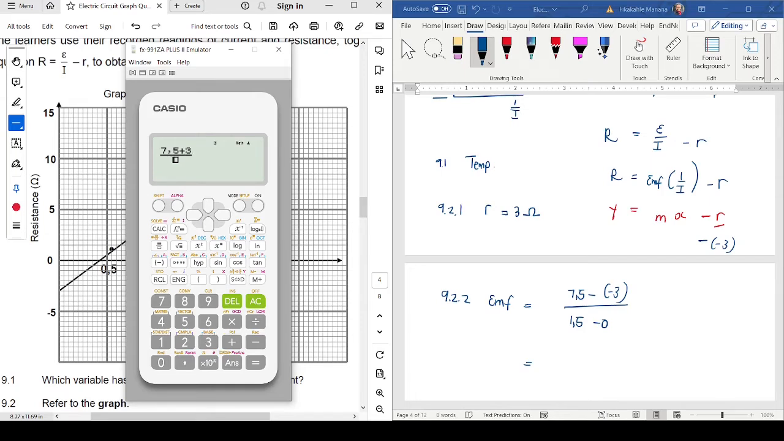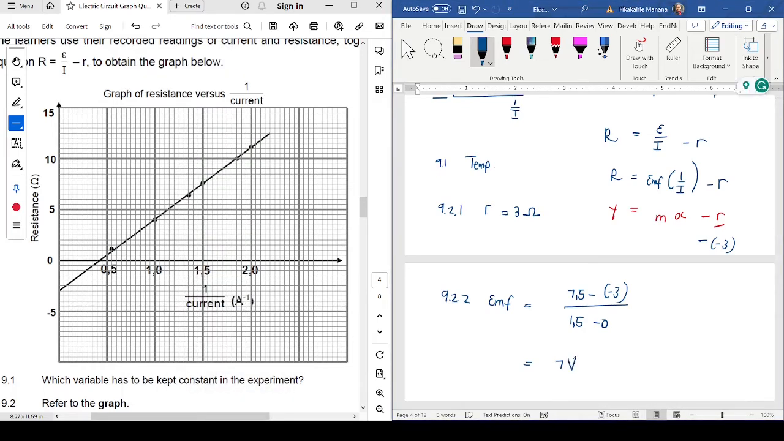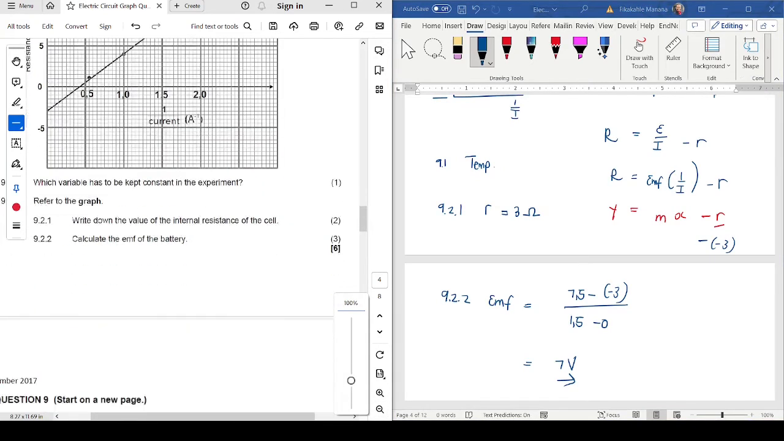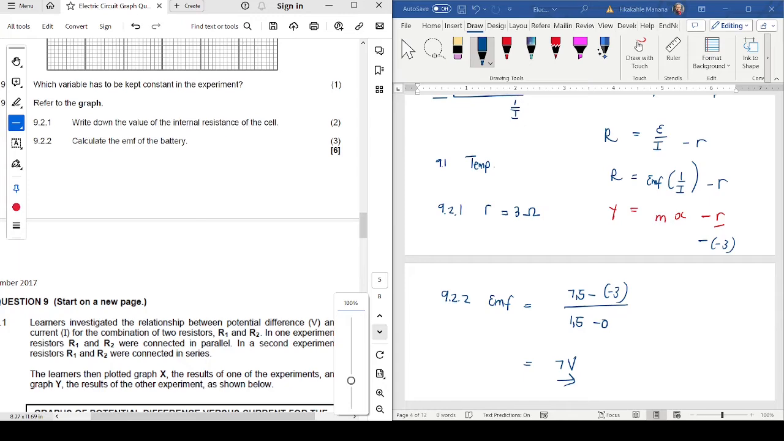Remember, it has to be a positive gradient, not negative, whatever it is that you calculate at the end. And we get our EMF to be 7. And remember, EMF is measured in volts. Okay, so that is that. And yeah, that's it with this question.